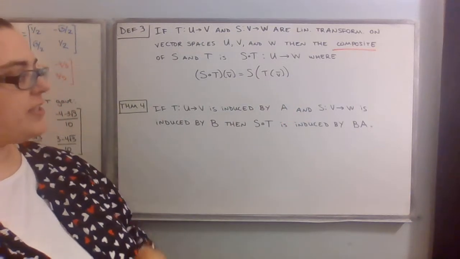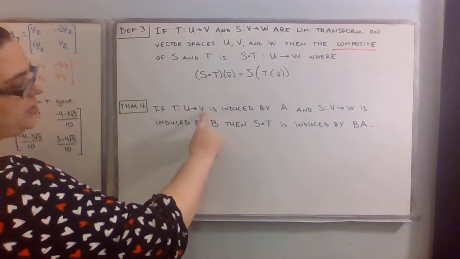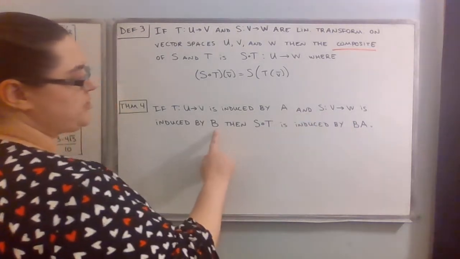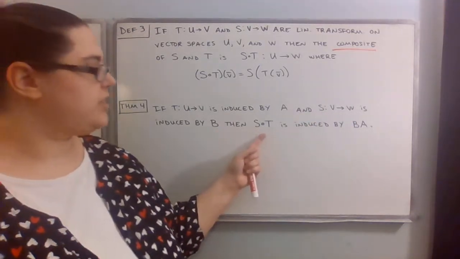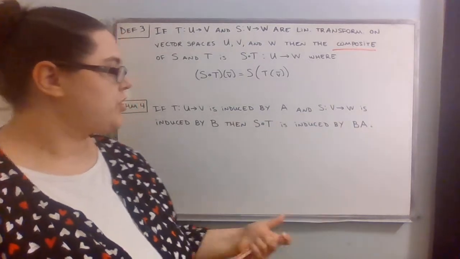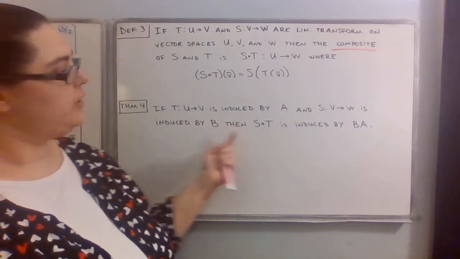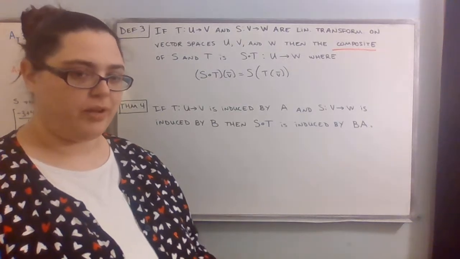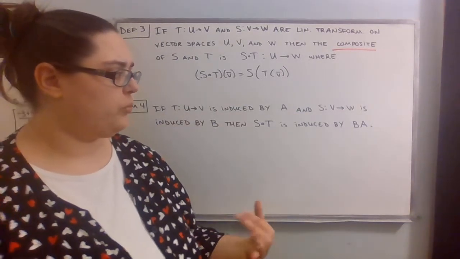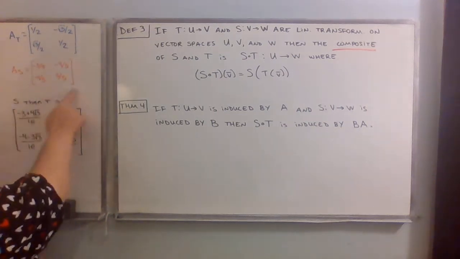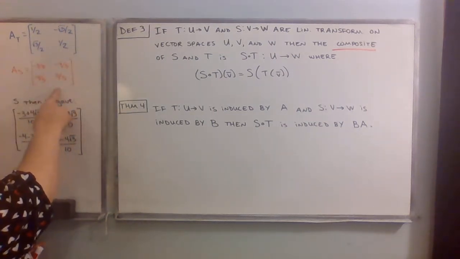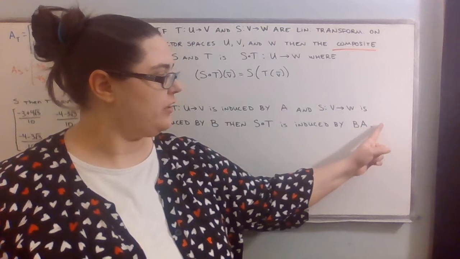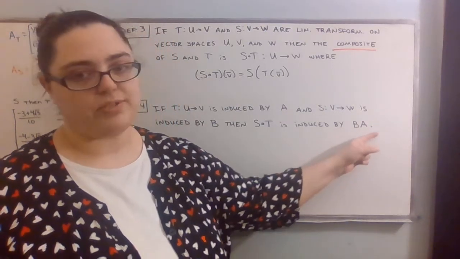And we have a nice theorem here that says if my first linear transformation T is induced by matrix A and S is induced by a matrix B, then their composition is induced by the matrix BA. In this case, S is induced by the matrix B, so it goes on the left. This matches what we were seeing in our example in the last video, where we first multiplied a vector xy by this matrix, and then we took that result and multiplied it here. So if I had my vector v, I multiply it by A first, and then multiply that result by B.